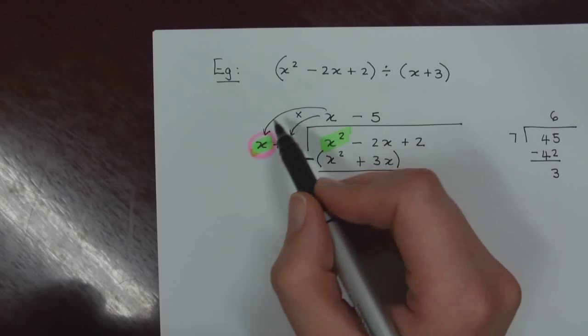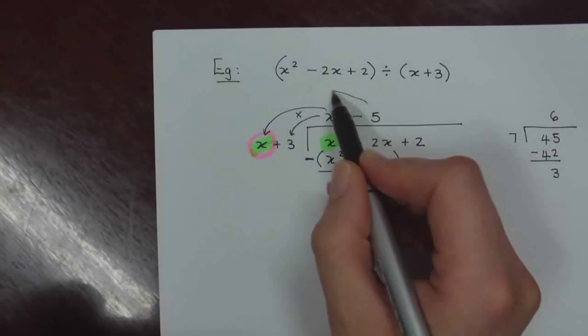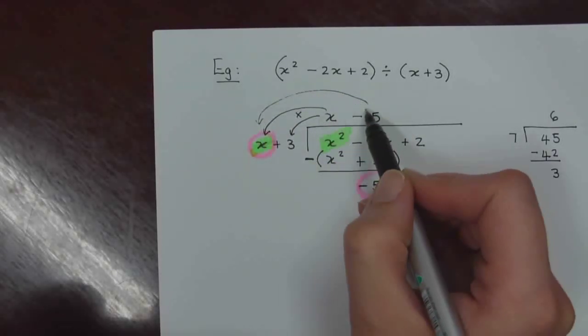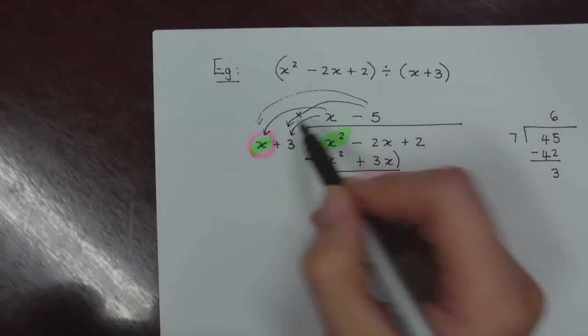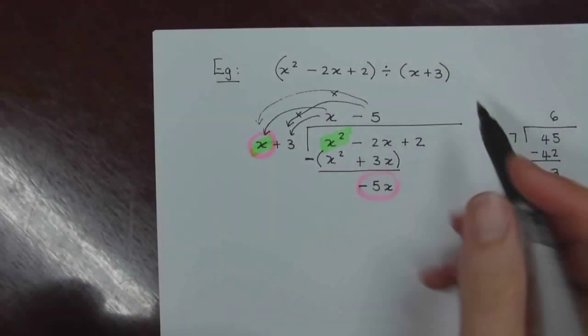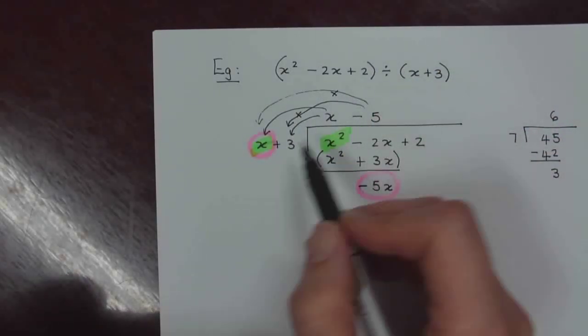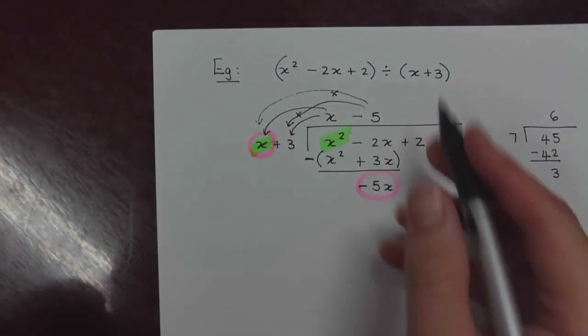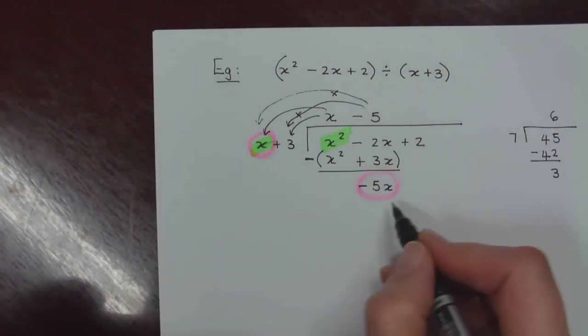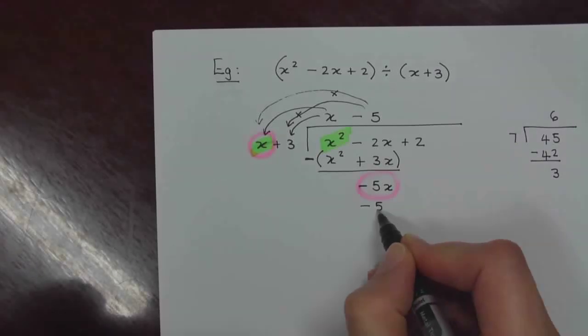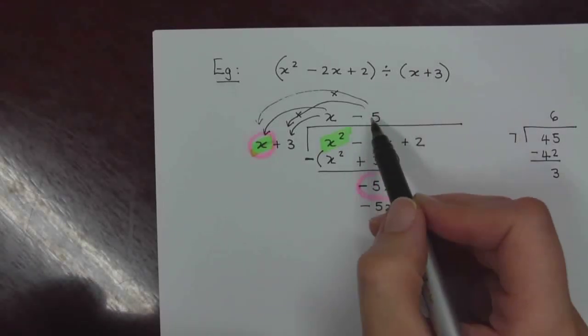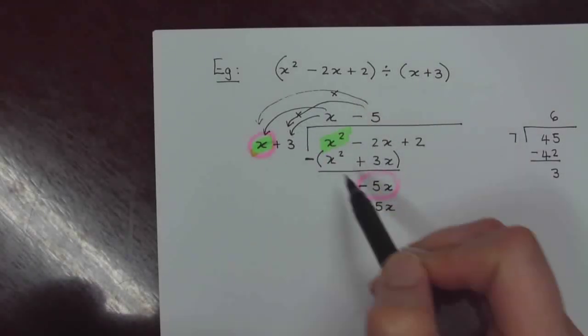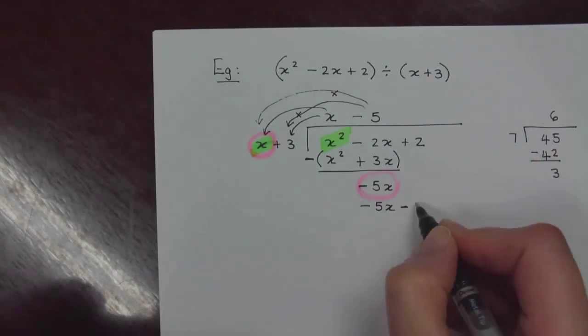So I'm going to do this multiplication, but now obviously I'm going to multiply there, and I'm going to multiply by that one over there. Sorry, it's getting a bit messy, but hopefully you get the idea. Minus 5 times x is then equal to minus 5x. And then you say minus 5 times 3 is then equal to minus 15.